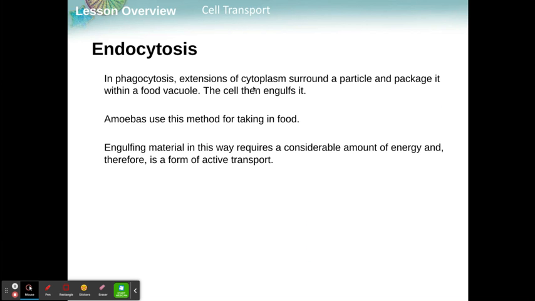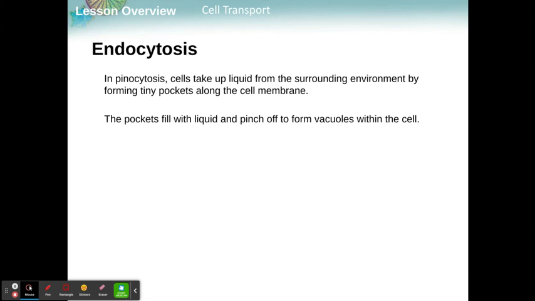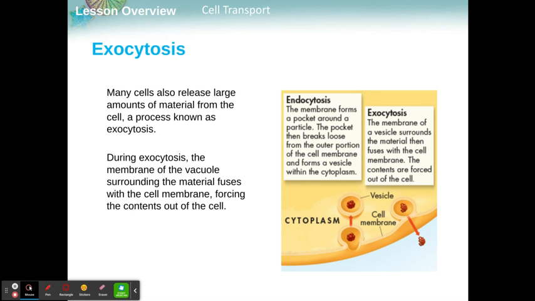With phagocytosis, we'll sometimes package a food particle, so to say. The cell will engulf it. Single-celled organisms such as amoebas will use this for bringing in food. And engulfing material in this way does require a considerable amount of energy, and because of that is a form of active transport. So with pinocytosis, as I said, we are bringing in liquids. Now, this can be done because food sources are dissolved in liquids, or the cell as it grows needs to have more fluid within to help build the cytoplasm, and it will engulf some of that extracellular fluid.